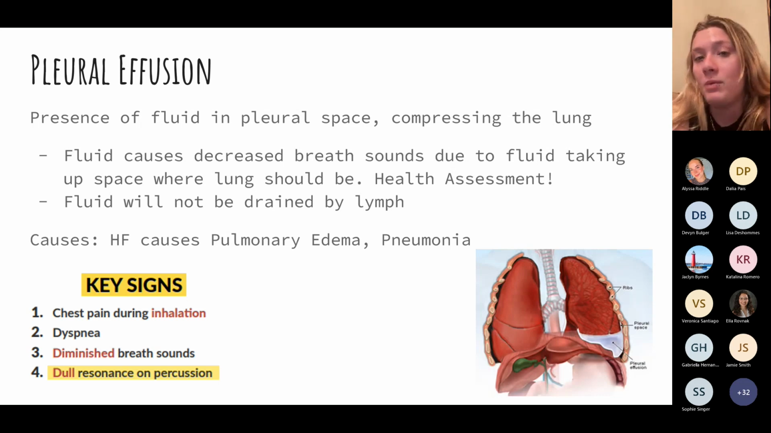They're going to have a lot of pain when inhaling, shortness of breath, and wherever the fluid is accumulating, if it's accumulating in the left lower lobe, if I auscultate the left lower lobe, I'm not going to hear really anything, because whenever you have fluid collecting in a space, you're going to have diminished sounds. And if you percuss, it's going to be pretty dull.